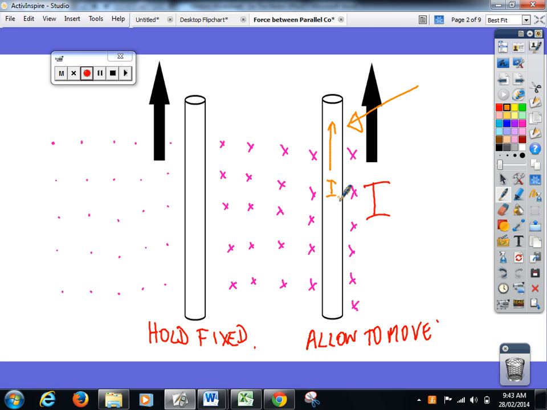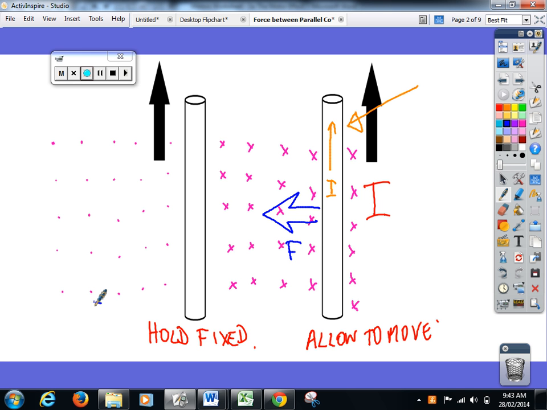So using our FBI push rule, using our 3 fingers, we go, thumb points up, B points into the board, and we have the F pressing this way. I'll go nice and colour that way. F is pushed that way. Okay, are we doing that? Everyone got the idea that that conductor will be moved.